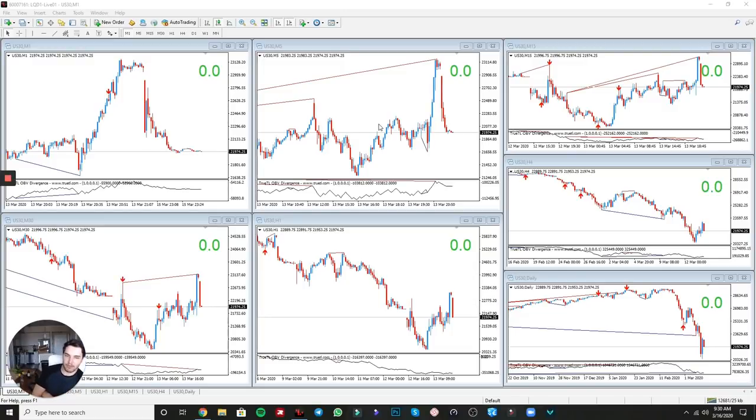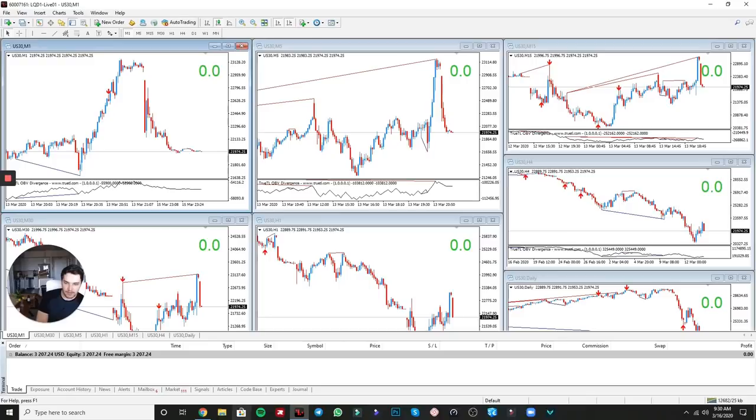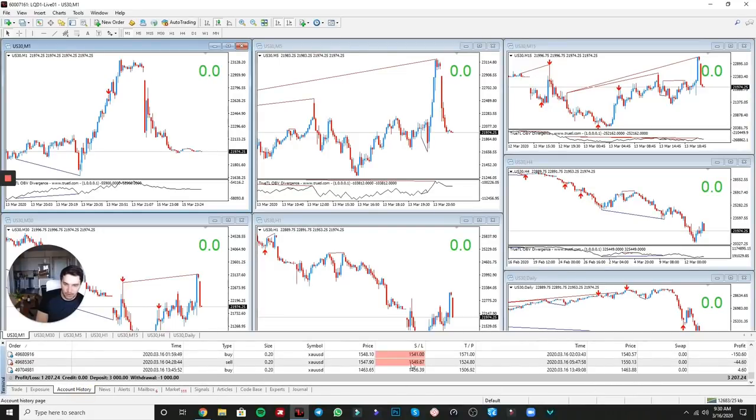I've been killing it with indices this past week. So if you look here at the account history, stupid me, I told myself I was only going to use this account for indices trades, but I actually, where's the history? I actually got into gold trades and GBP USD.